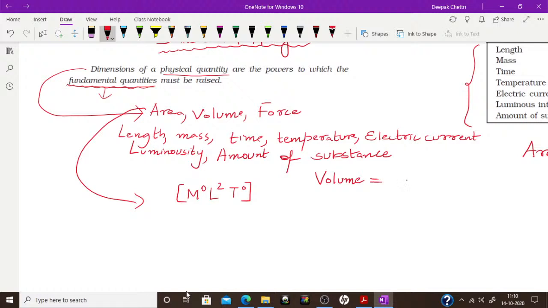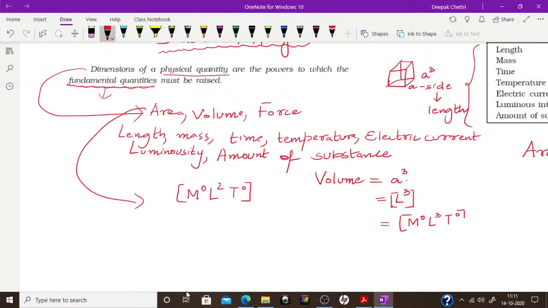Volume of any substance will be the cube of a side. Suppose you want to find the volume of a cube, then the formula for the volume of a cube is a cubed, where a is the side of the cube. Side is a length, so this will be length cubed. So this is the dimension of volume. Again, if you want to write M and T, you can write M0 L3 T0.